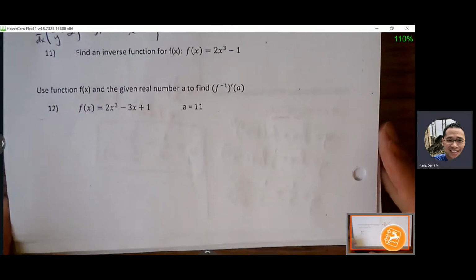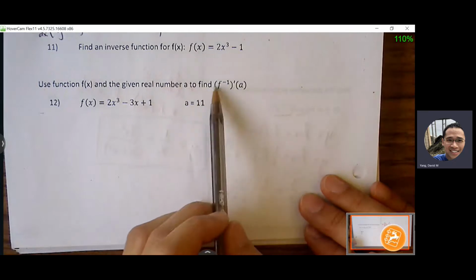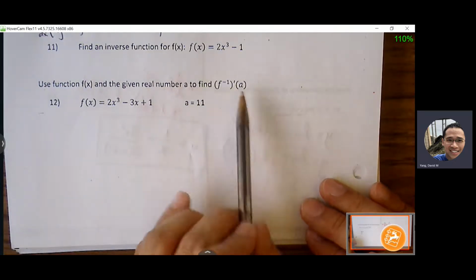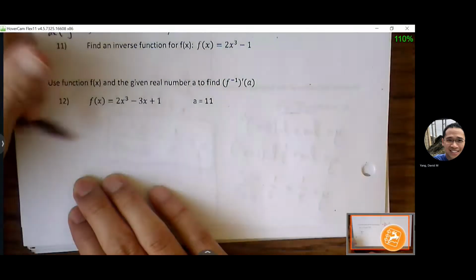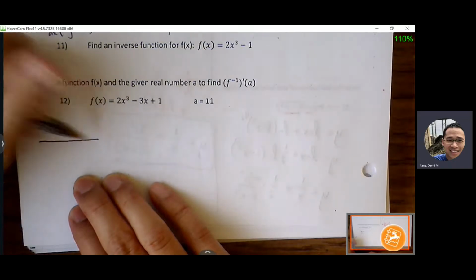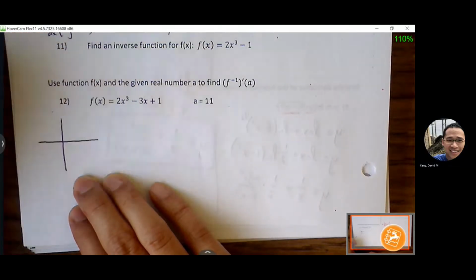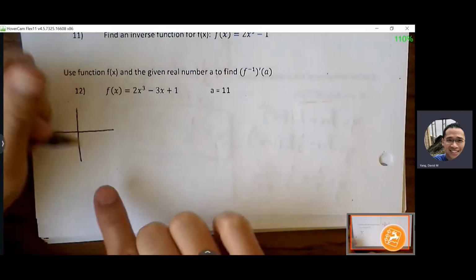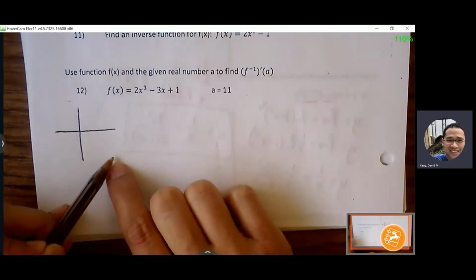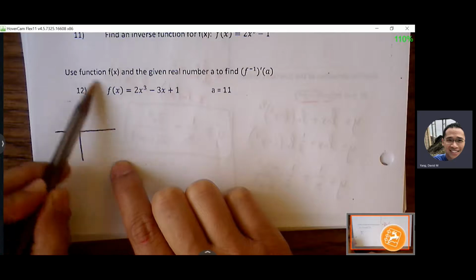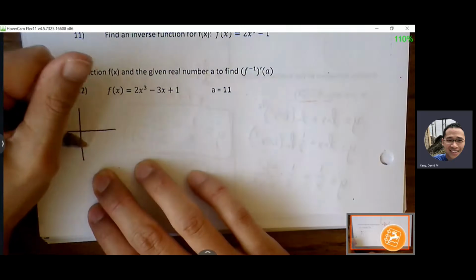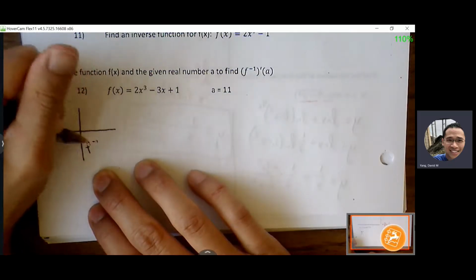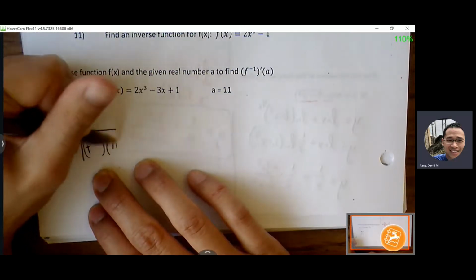Number 12, we'll skip 11 here, number 12. This is finding the derivative of an inverse at a point. Let me review the steps here. Okay. I like to use this chart to help guide my process. So what we're going to do is start at the bottom corner of your chart, and work your way around. In the bottom here, you fill in exactly what you're looking for. I want to find the derivative of the inverse at 11.